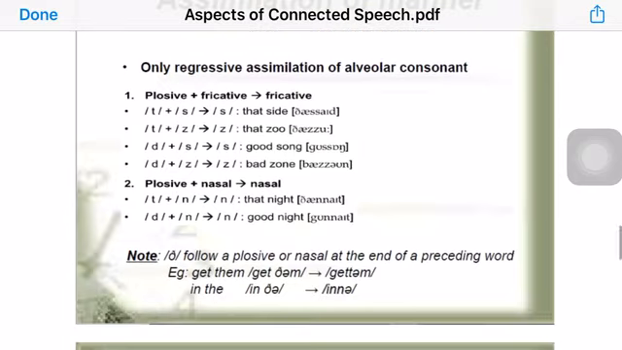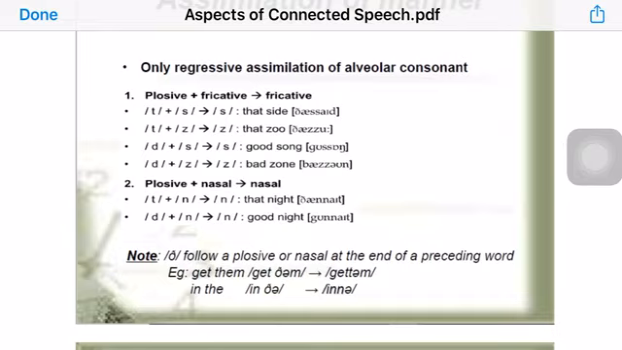Another example is that zoo, when we have t and z, the t will change into z. That zoo will be that zoo, without the t. We drop the t, we replace it with z, that zoo, instead of saying that zoo.